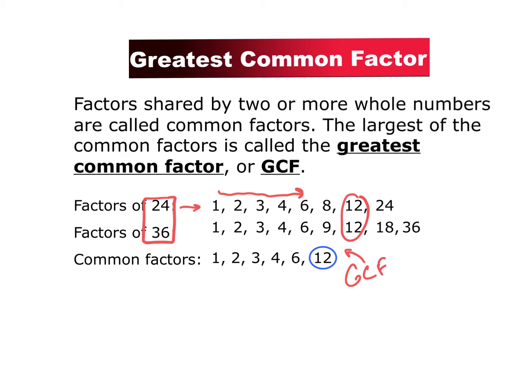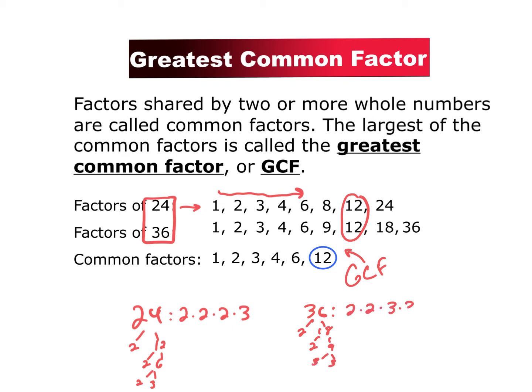Another technique you could do is write out the prime factorization of 24. That's like the factor trees we did when we simplified radicals. So that was 2 times 12, that's 2 times 6, that's 2 times 3. And so 24 can be written as 2 times 2 times 2 times 3. And 36 can be written, if I make a factor tree of that, as 2 times 18, that's 2 times 9, and that's 3 times 3. So that can be written as 2 times 2 times 3 times 3.